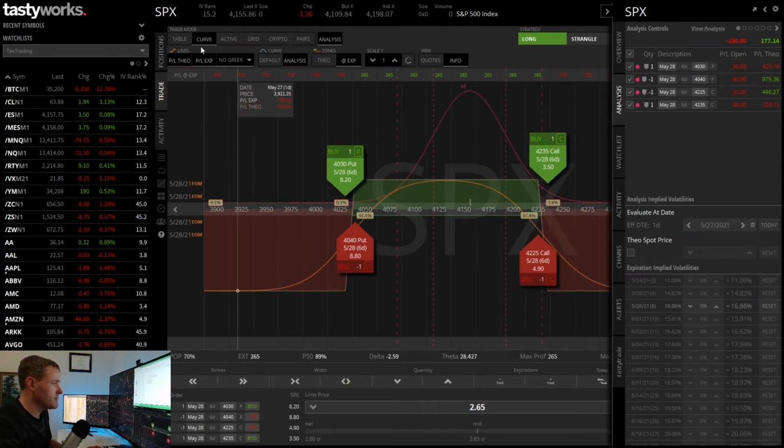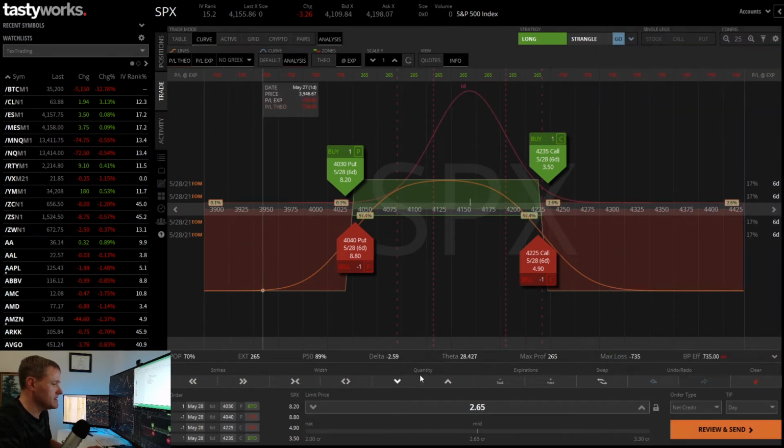And again, some of the other metrics that we look at down here, you see that the theta in this particular trade is going to be making us $28.42. So every day that passes, we're going to be making $28.42 just simply from the passage of time. If the underlying doesn't move at all, we still make money. The delta on the trade is negative $2.59. So it's pretty much neutral, which is what you want to see on an iron condor.